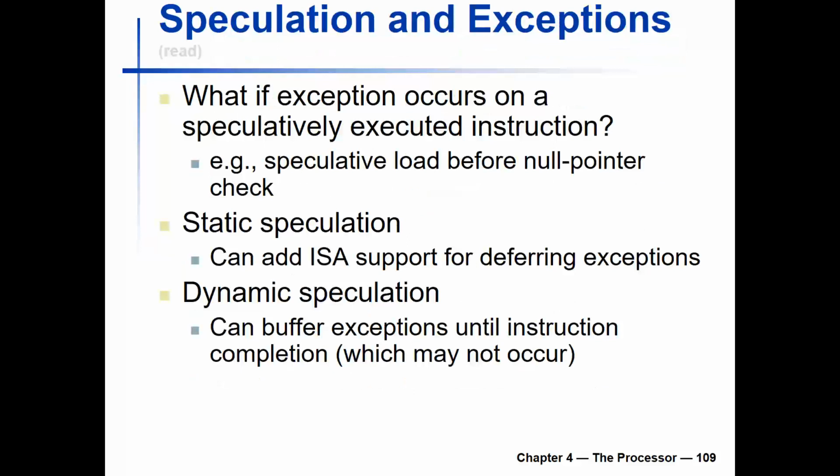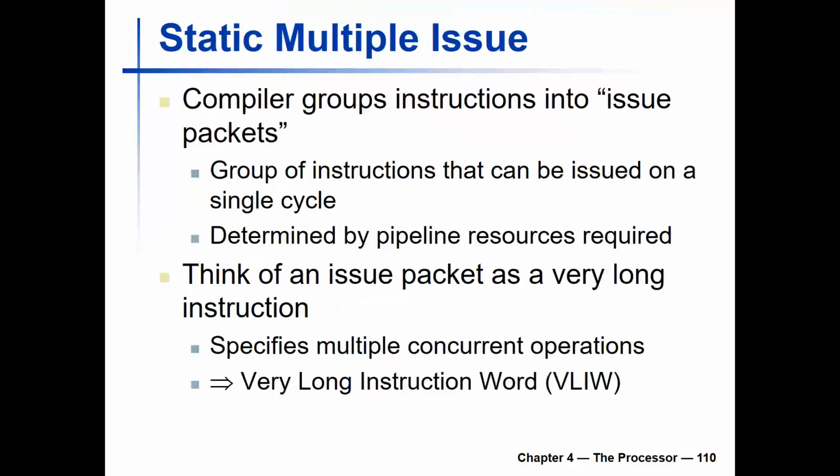Now, you can talk about speculation and exceptions, and I'll leave this as reading material for you. But let's now focus on the very first type of multiple issue processors, that are the static processors. As we said, it's all about the work of the compiler. The compiler groups the instructions into packets. So it puts, for example, two instructions in a packet. And those, we call them very long instruction word, VLIW. And the processors that execute those, we call them VLIW processors.